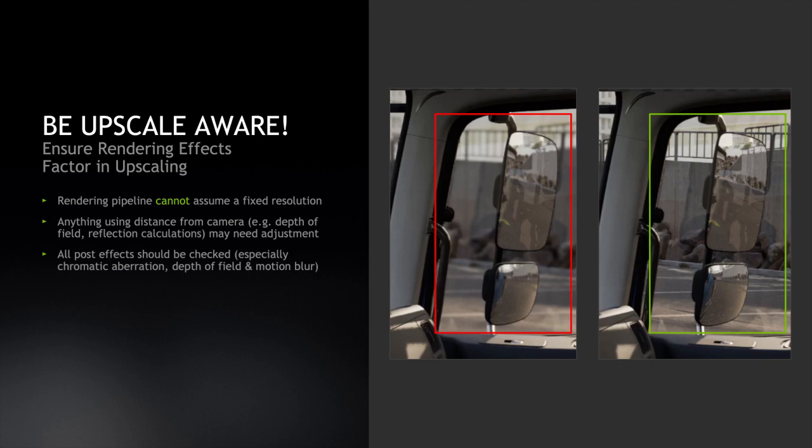So if we look at the red rectangle, you'll notice the background is really blurry. You can barely see the railing anymore. And then similarly, if we look at the reflection in the mirror, again, it's too blurry because it's not factoring in the render and display differences when it's calculating its distance calculations. So both of those things had to be fixed.